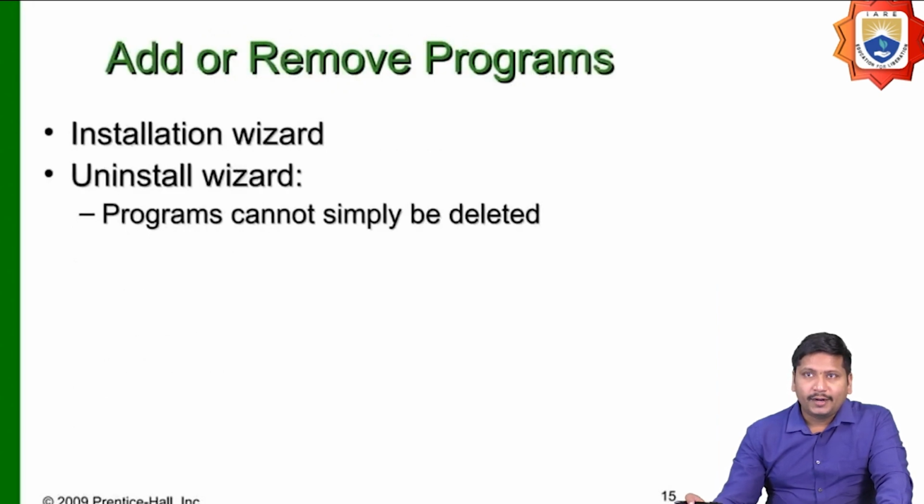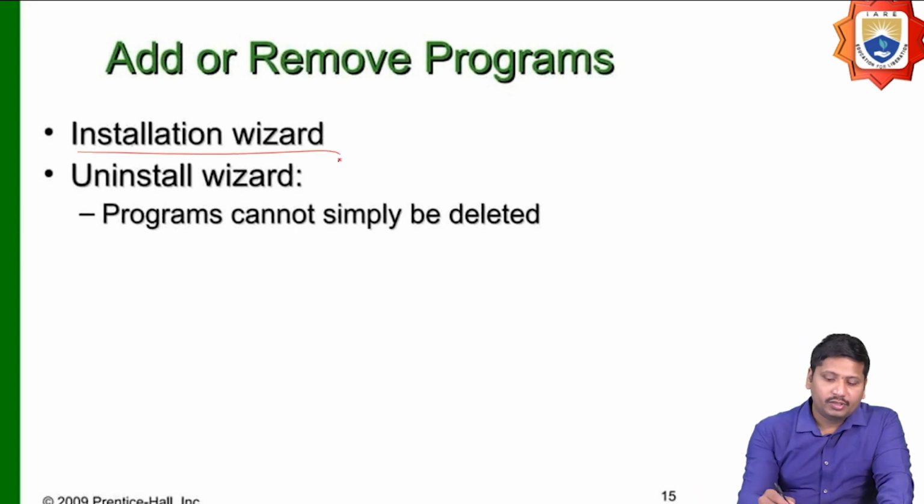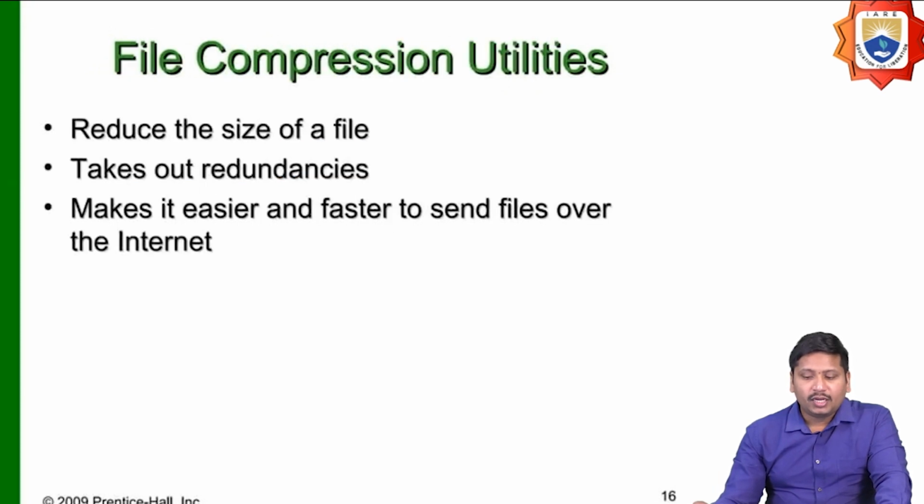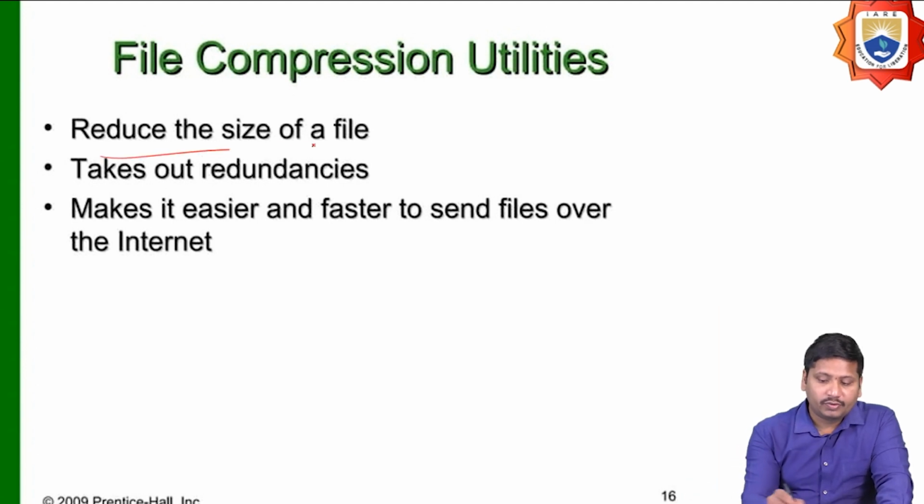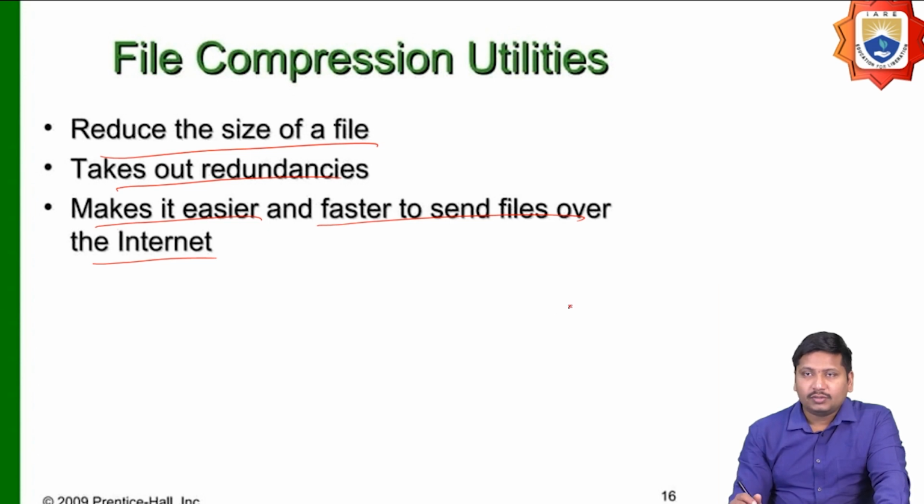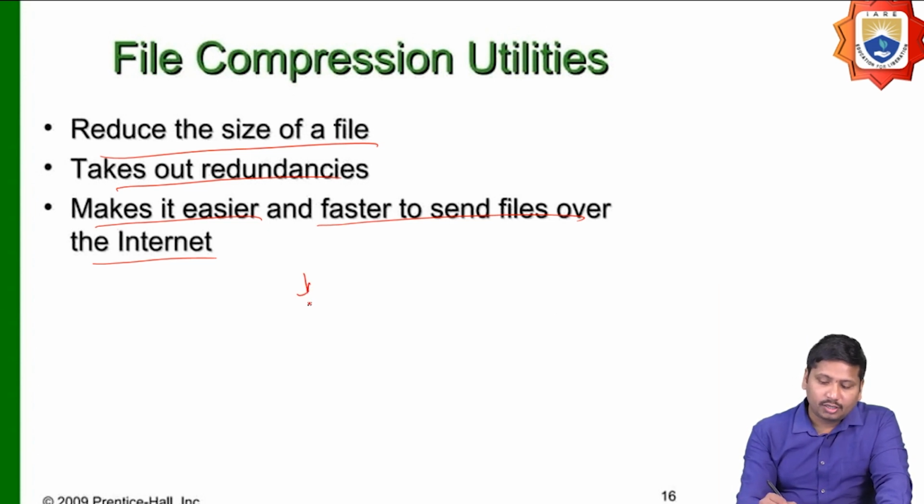So we're going to add and remove programs here. We have an installation visual, and then we also have an install wizard through which we can simply delete programs from the system. File compression utilities are also available, so we are able to reduce the size of a file and take out some of the redundancies, which makes it easier and faster to send files over the internet. Presently, many file compression techniques are available.